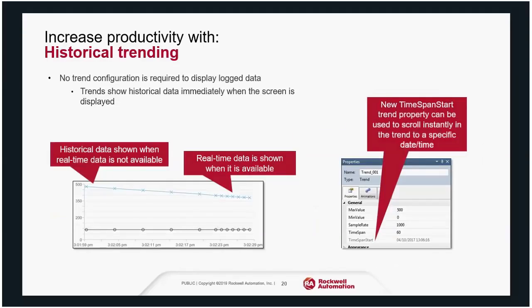Historical trending. A pre-configured trend is not required to display log data. It's extremely easy to use. If you're logging data and have a trend showing the tag, it will start showing the log data on the trend. So even if real-time data is not available, the historical data will show.